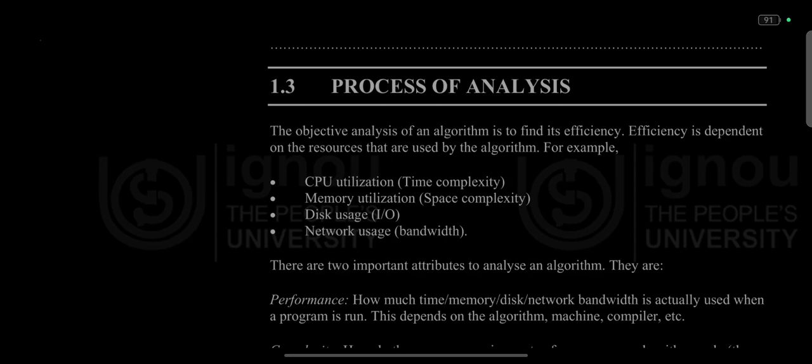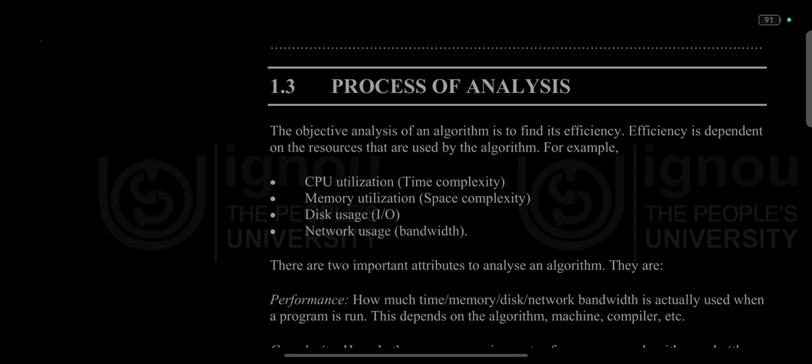Hey everybody. Today we are going to see the process of analysis 1.3. Let's start. The objective of analysis of an algorithm is to find its efficiency. Efficiency is dependent on the resources that are used by the algorithm.